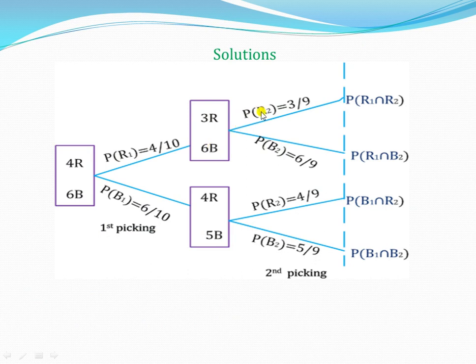So to get the probability of red 2, because we're in the second picking, it will simply be 3 out of the total, which is 9. Then to get the one of black 2, it will be 6 out of the total, which is also 9.